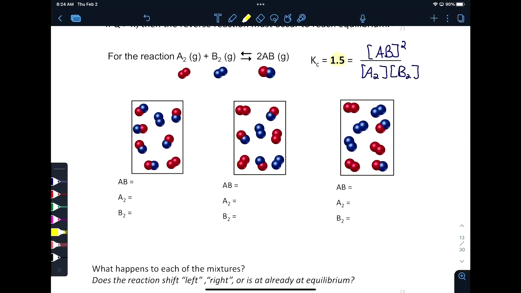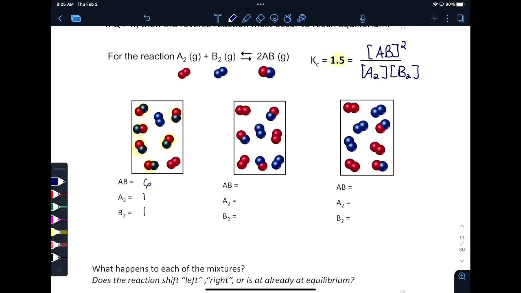So let's predict with these different pictures which way the reaction needs to go to establish equilibrium. The best way to do this is just count up the pieces that are currently present in the picture. We're going to call these our initial conditions. Calculate Q and compare it to the K that's given. So this is kind of fun. All right, so ABs. There's 1, 2, 3, 4, 5, 6 ABs in this picture, and then there's 1 each of A2 and B2. You agree with me? Yes.